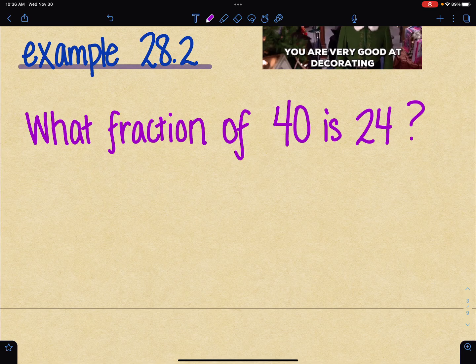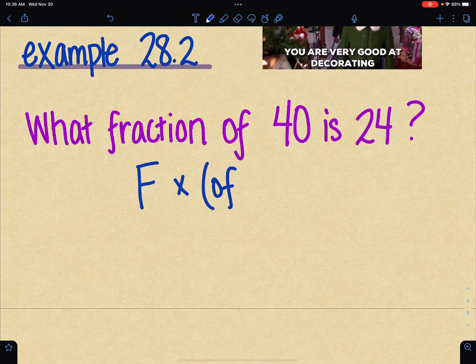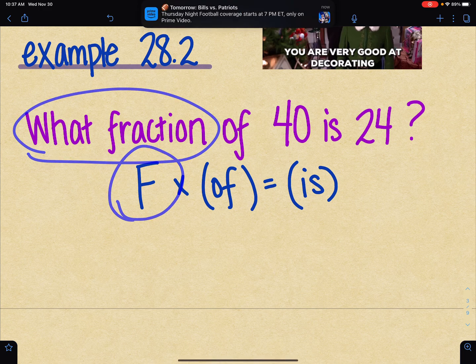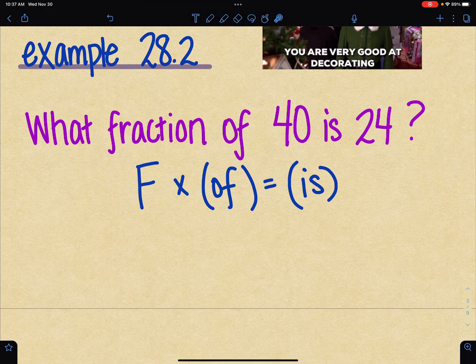The question is, what fraction of 40 is 24? So I'm going to write the equation. Oh, let's write it with something that will stick. All right, so fraction times of is. All right, so this time they're saying what fraction? So we're going to be solving for this f, okay? So what fraction of 40?